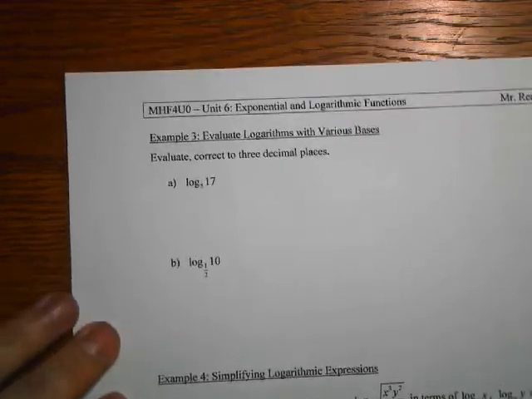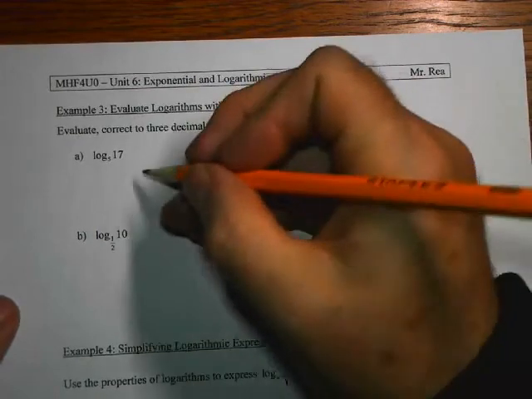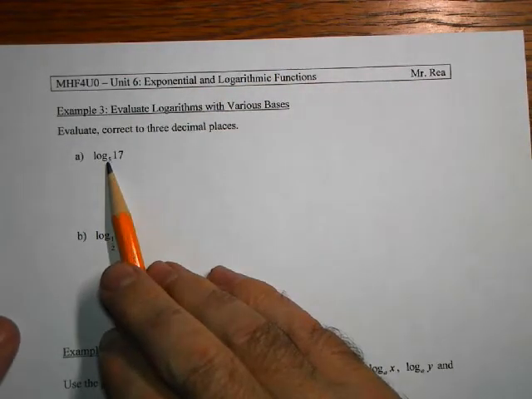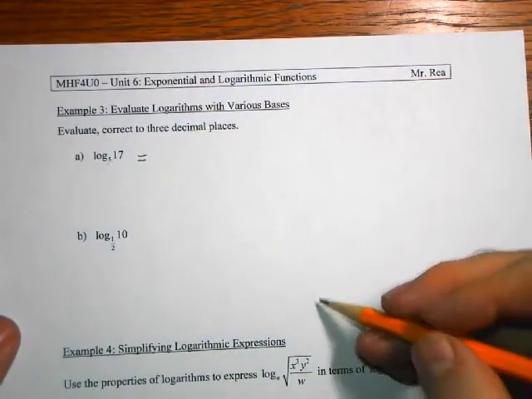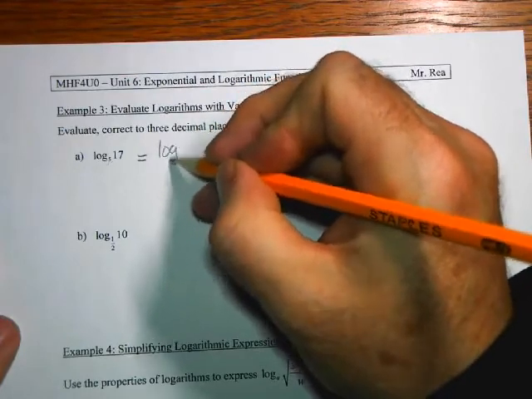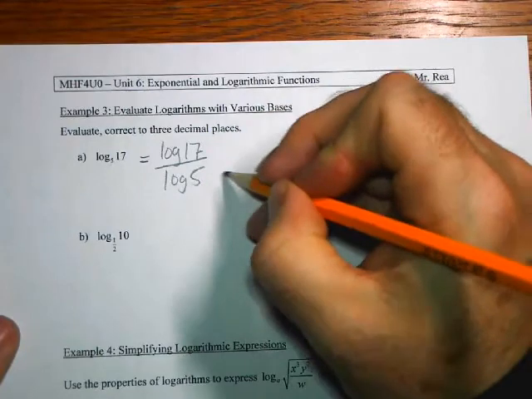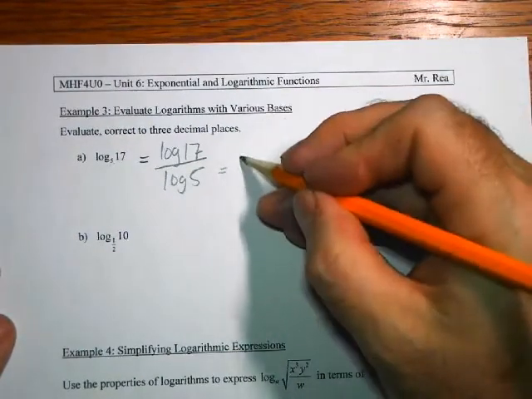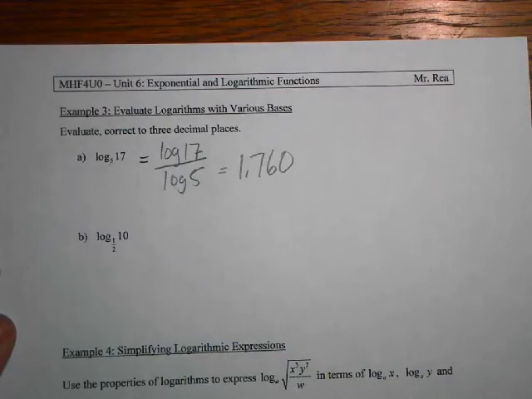So here's a couple for you here. Evaluate correct to 3 decimal places. You can see we don't have common log or natural log here, so we do the change of base rule. That's log 17 over log of the base, which is log 5. Do that in a calculator. We want 3 decimal places, so we get 1.760.